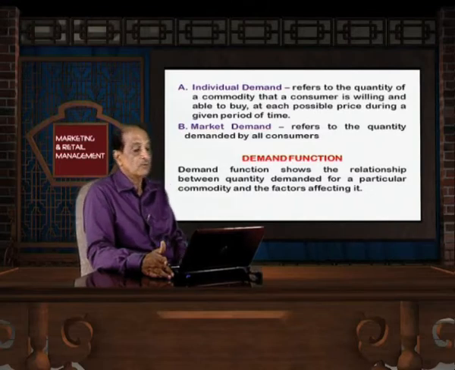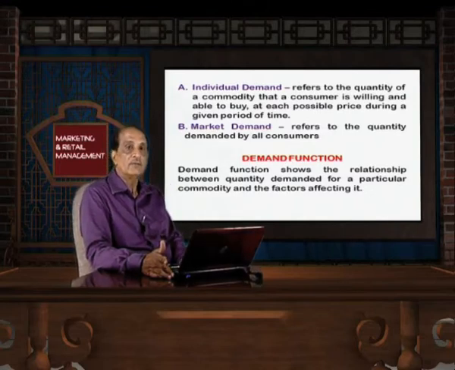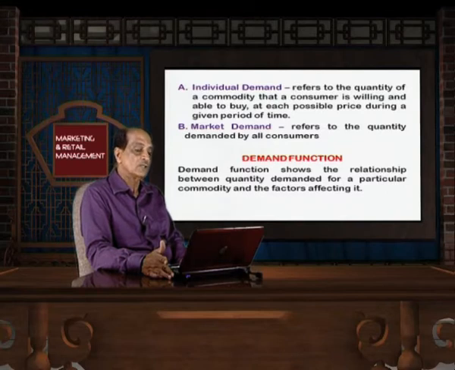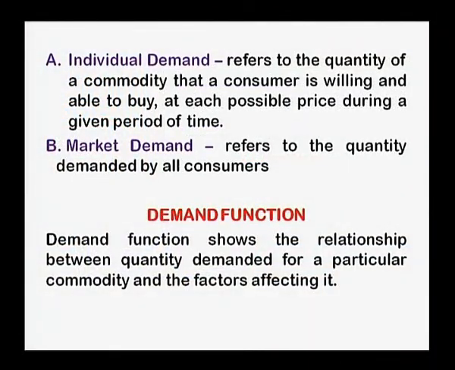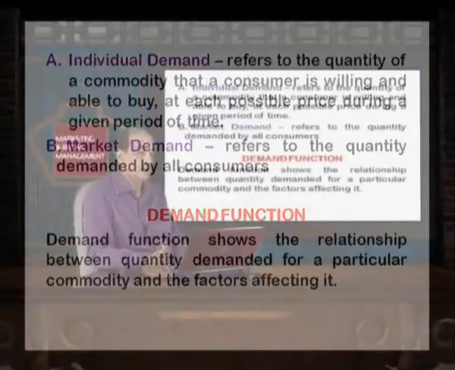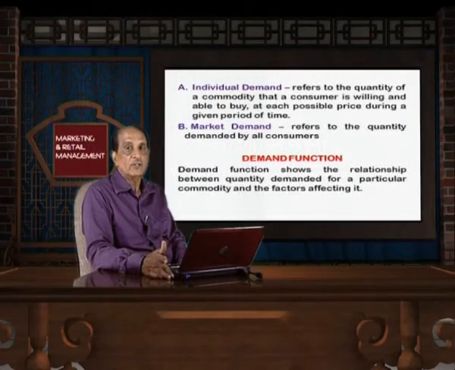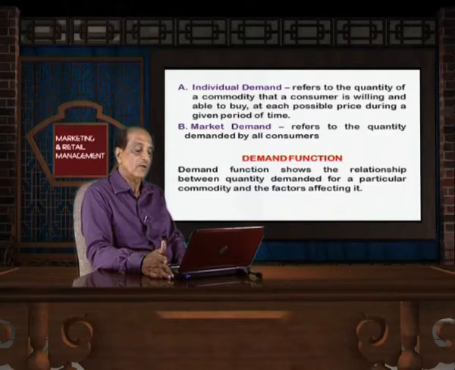Now, we discuss what demand function is. Demand function means we have to discuss those factors which are going to affect the demand of a commodity. Demand function shows the relationship between quantity demanded for a particular commodity and the factors affecting it. So, demand function refers to the relationship between quantity demanded and, at the same time, we have to discuss it in the light of the factors which are going to affect the demand of the commodity.